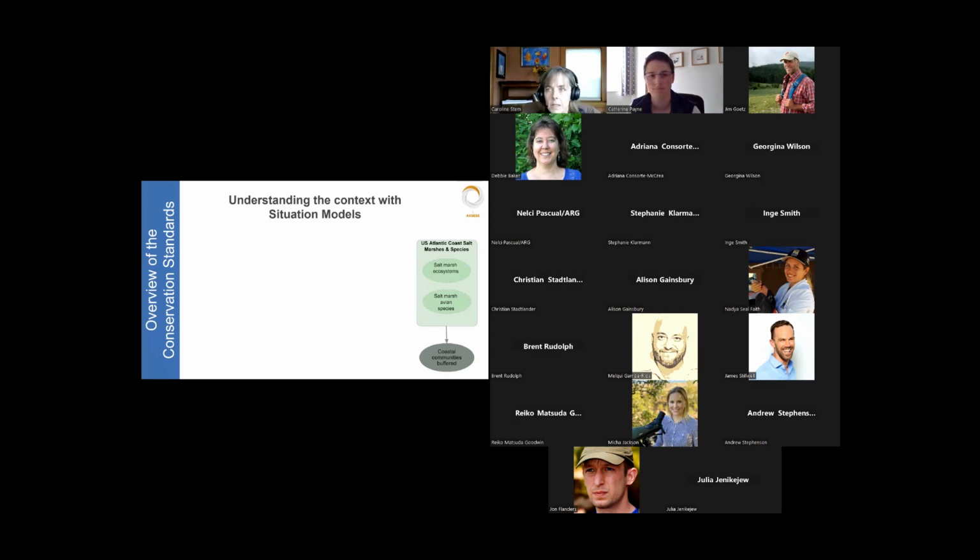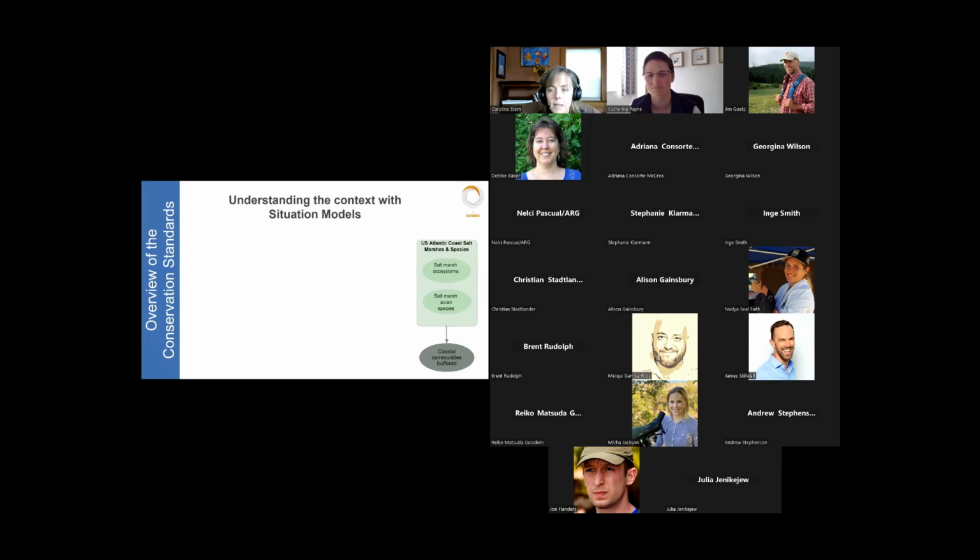diving into this salt marsh example and this very first step, this is the assess step, where we try to lay out the context and develop what we call a situation model with teams. In this case, they identified the scope of the work that they were doing, working on U.S. Atlantic coast salt marshes and species, and within that, some of their priority ecosystems and species. This was more specific than what you're seeing here.